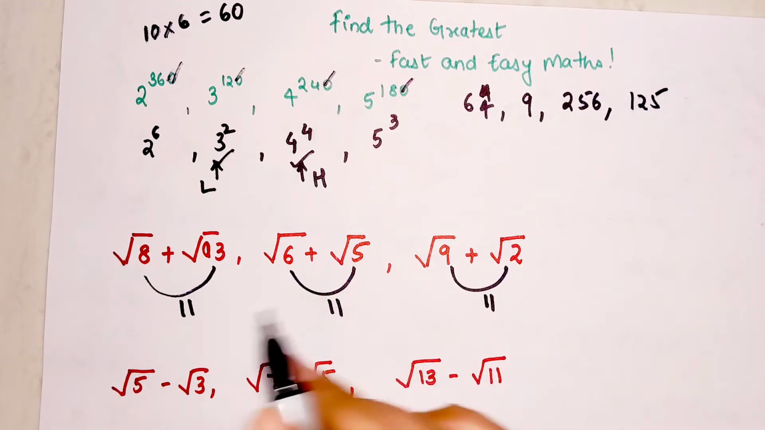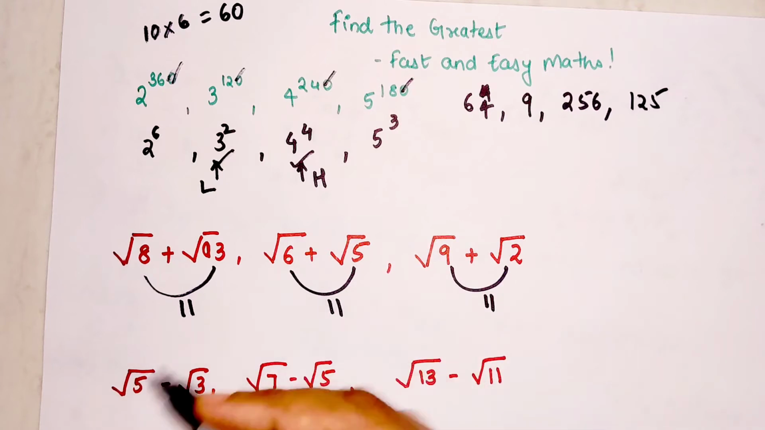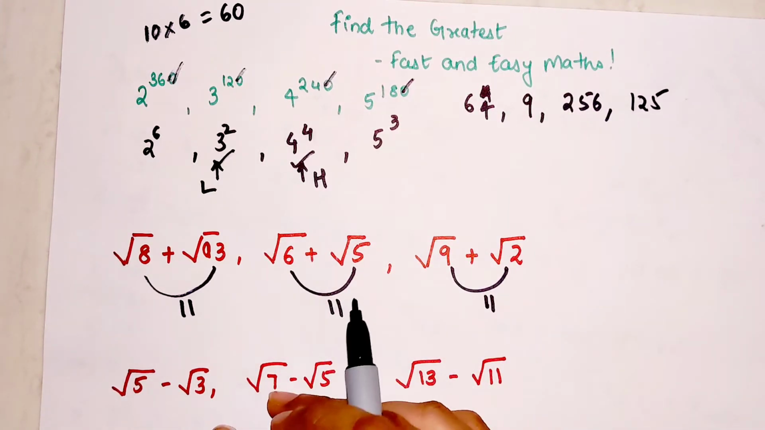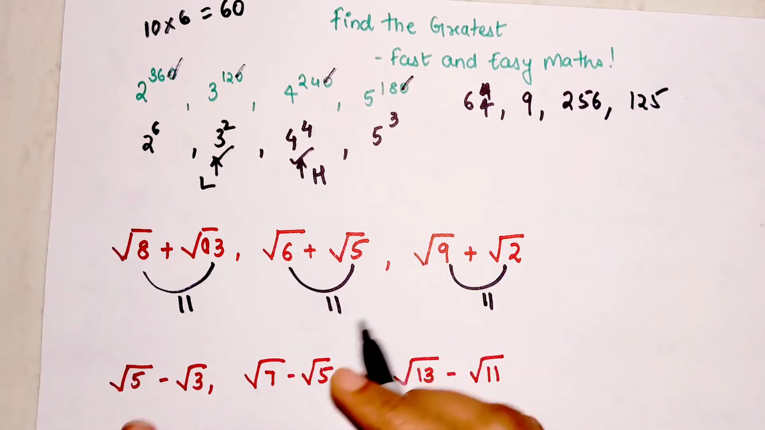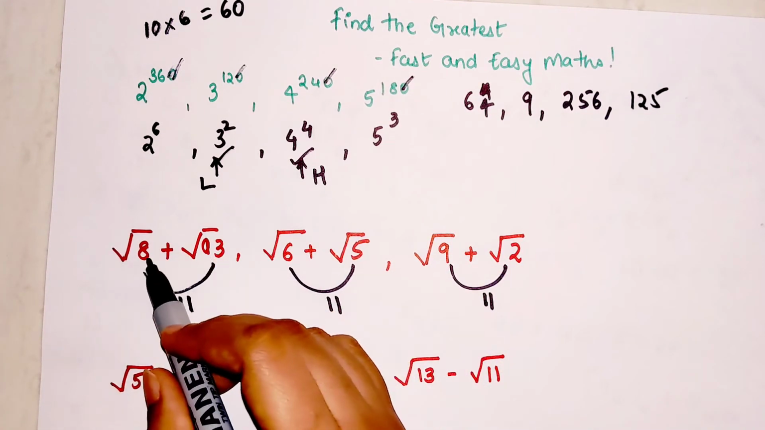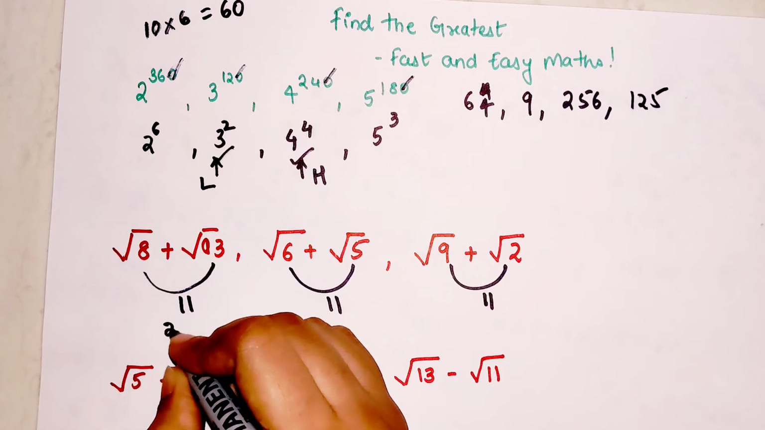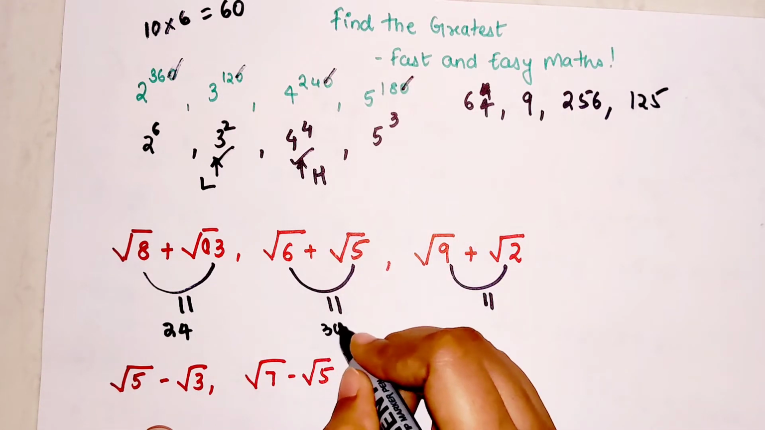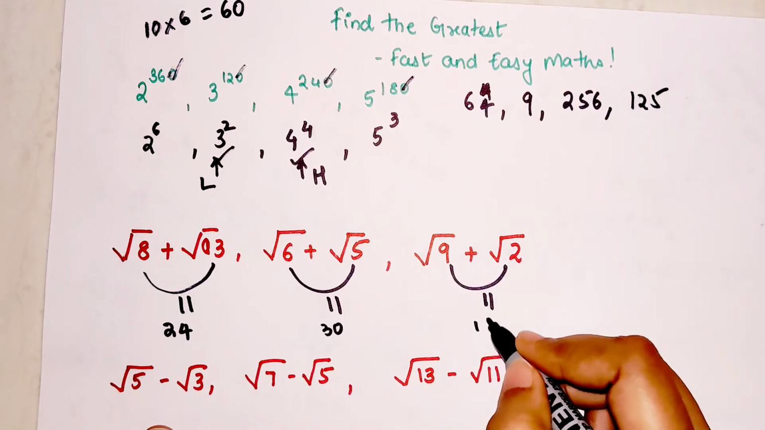In such a scenario, in order to find which is the greatest, or even if you had to find the smallest one, what you have to do, very simple, is just take the product. The product of 8 into 3 gets you 24. The product of 6 into 5 gets you 30. 9 into 2 gets you 18.